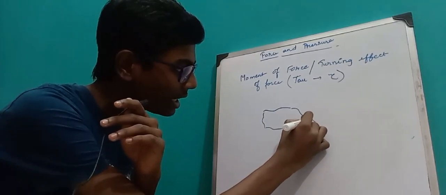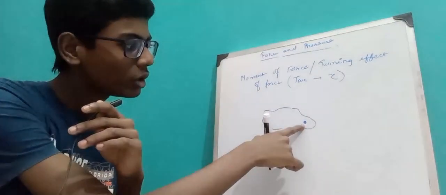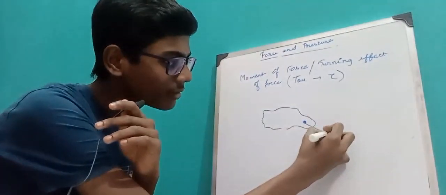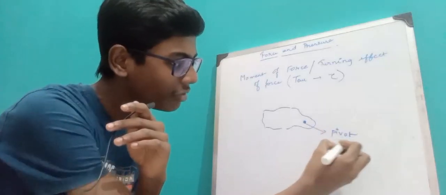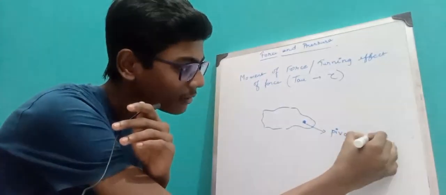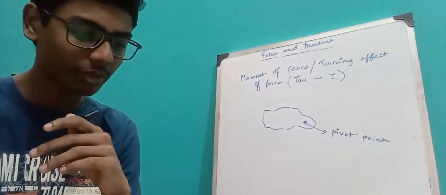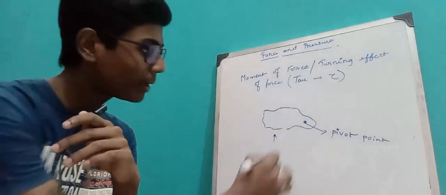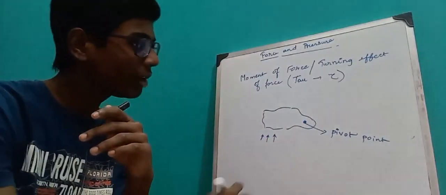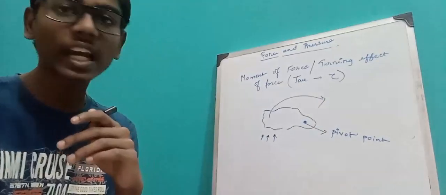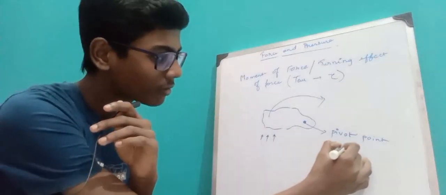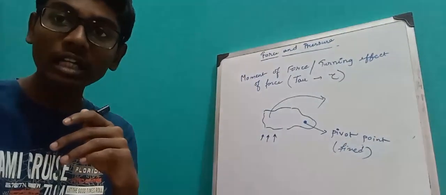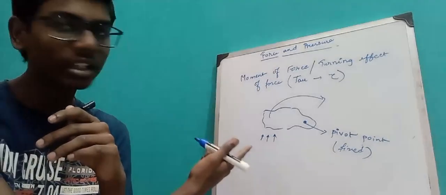And we pivot it at a point, or just fix it at a point. This is called your pivot point. Now suppose we are applying force like this. What will we see? The body starts rotating. It cannot move, because it is fixed at this point, so it will start rotating. This is called turning effect of force. So it will start turning.